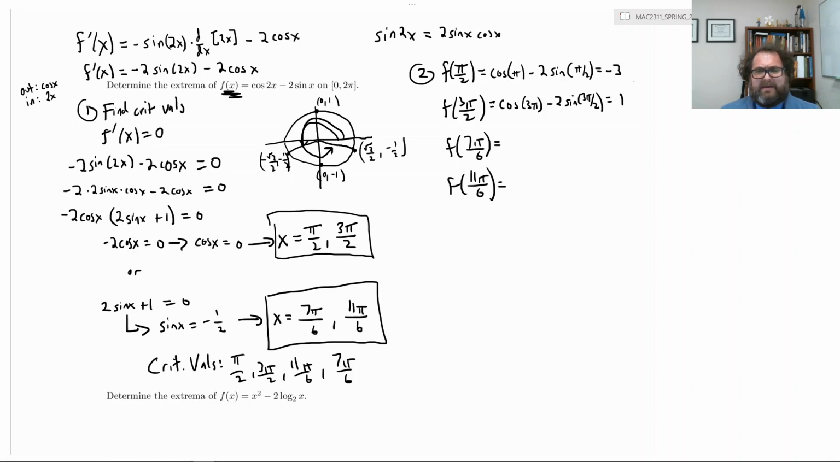So I might have to write something down for these, or use my calculator, or maybe just write more stuff down. Are they going to even be nice? Oh, they might not be very nice. So if we plug in 7 pi over 6, we're going to get cosine of 7 pi over 6 times 2, which would be 7 pi over 3, minus 2 times sine of 7 pi over 6 equals what?